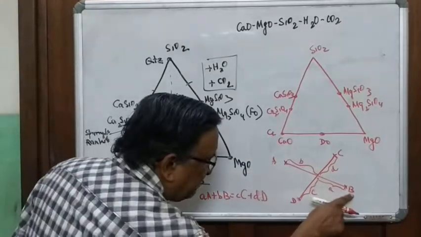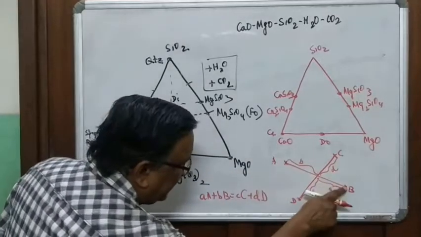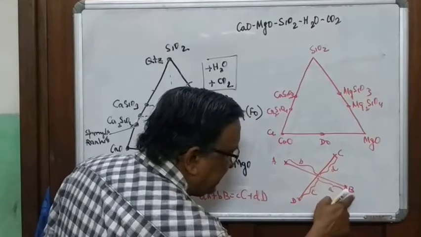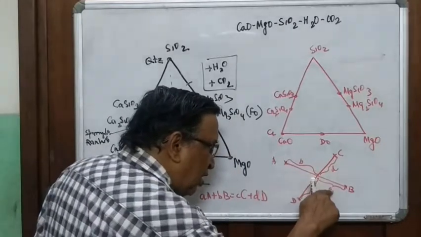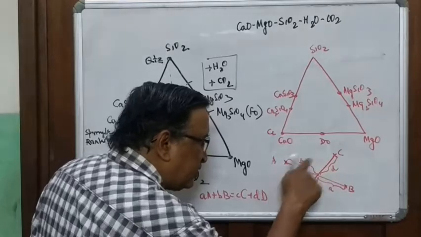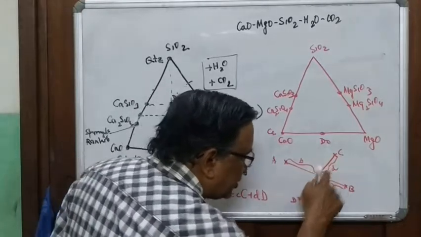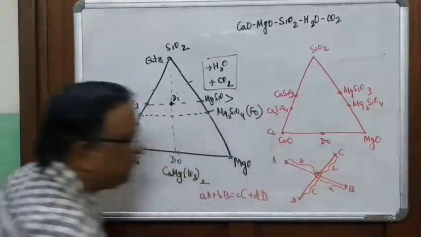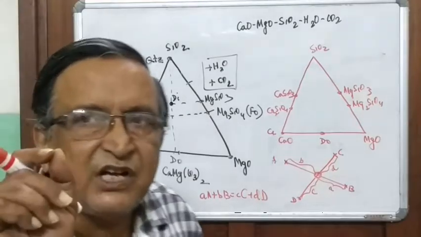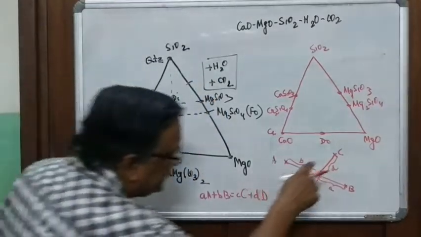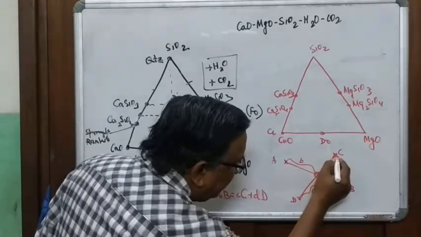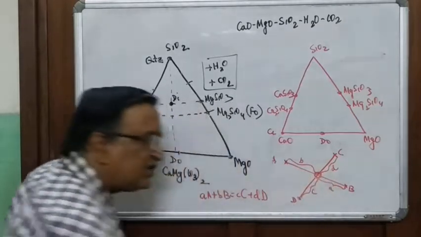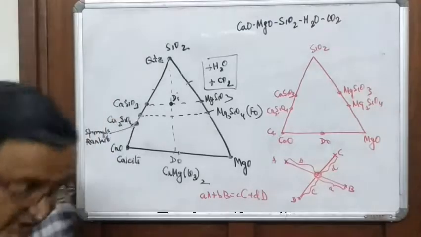So aA plus bB is equal to cC plus dD. That means if A and B react in a molar ratio of a to b, then you will produce C and D in the molar ratio c to d. And this point here will be the composition of the reaction volume. Or, if you take this line and this line, this point is common to both. Have you understood?